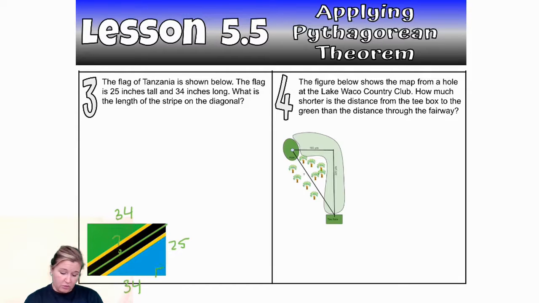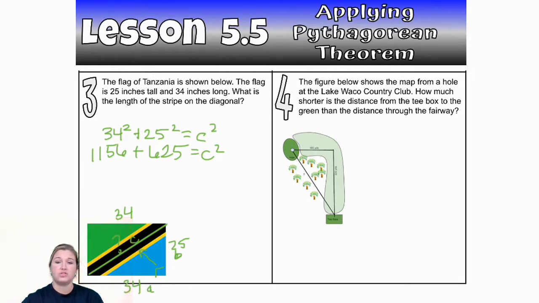Here's my right angle. Across from the right angle is going to be what I don't know, which is C. So I have 34 squared plus 25 squared, if those are my A and B, and that's equal to C squared. So again, these are some pretty large numbers. And so 34 squared is 1,156, and 25 squared is 625, is equal to C squared. And then you'll just add those two together, and you get 1781 is equal to C squared.